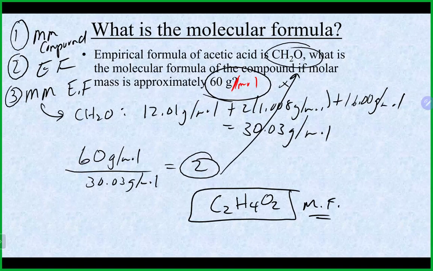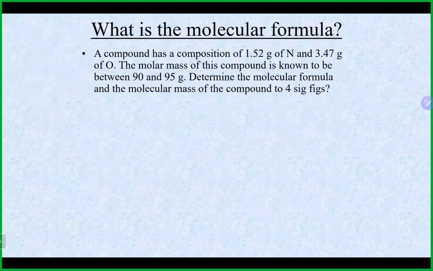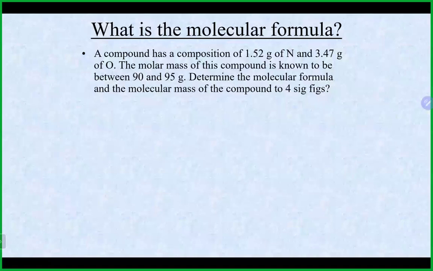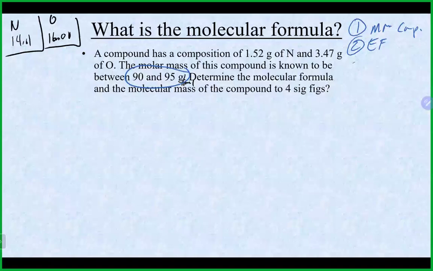All right, so let's try another one and see how we're doing. A compound contains 1.52 grams of nitrogen and 3.47 grams of oxygen. The molar mass is between 90 and 95 grams per mole. What is the molecular formula and the molar mass of the compound? The molar mass is given to us here as a range of numbers. We do need the empirical formula, which we're not given, so we need to calculate it. And afterwards we would need the molar mass of our empirical formula.